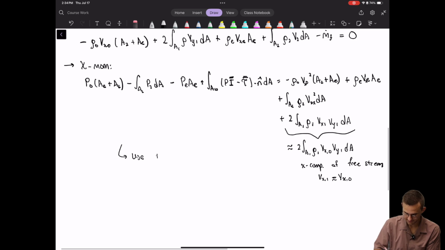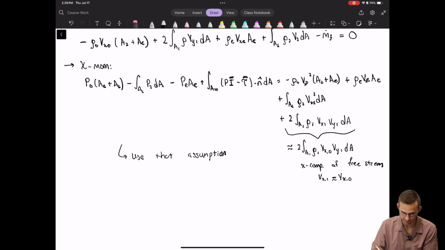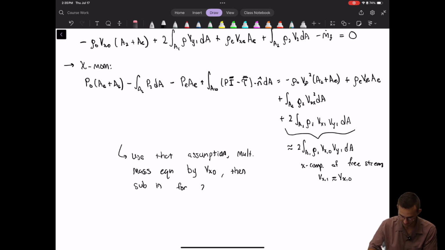Use that assumption, and then we're going to do a couple of steps. The first thing we'll do is multiply the mass equation by Vx naught, and then we're going to sub in for this 2 times the integral over a1 rho 1 Vx naught Vy1, okay?